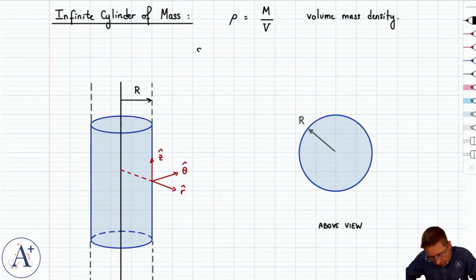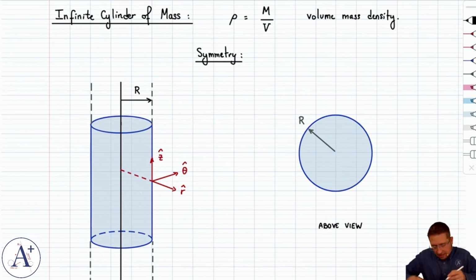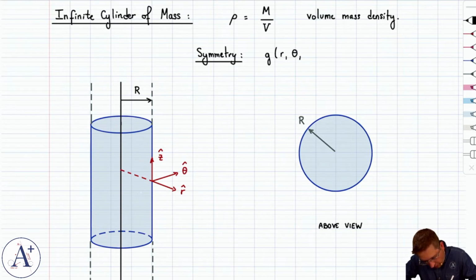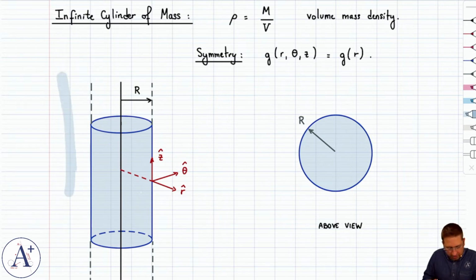Then symmetry. We did this in the infinite line of mass too, so let's go a little quicker this time. The symmetry of the entire object lends itself well to cylindrical coordinates, where we have r, theta, and then along the axis of the cylinder, z. And so we would expect that our gravitational field would be a function of r, theta and z. However, because it's an infinite cylinder, you can go up and down the z direction. You're always going to see the same thing. Therefore, g should not depend on z.